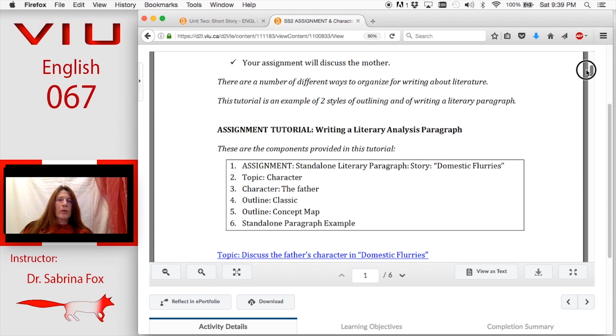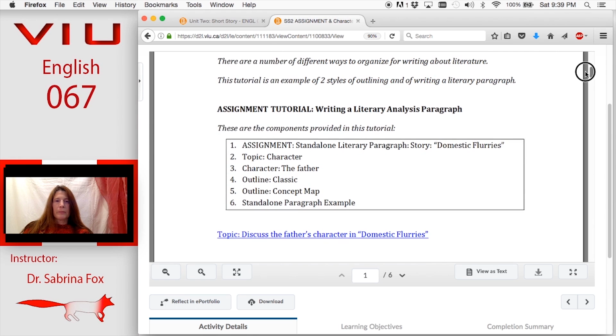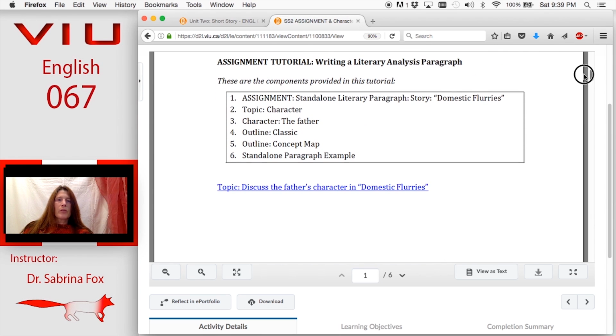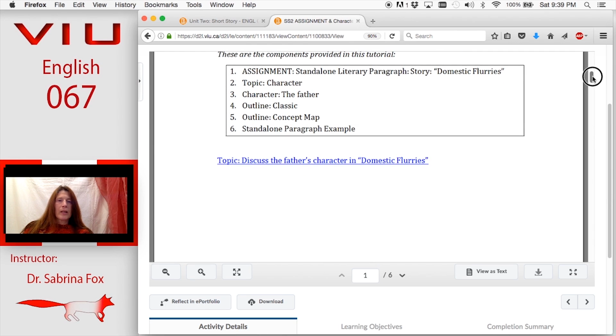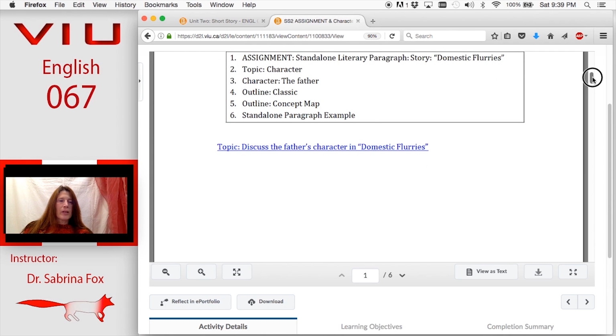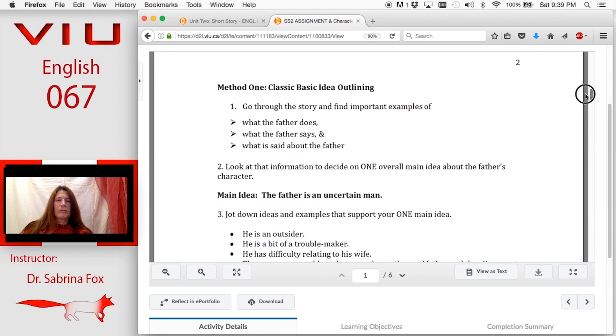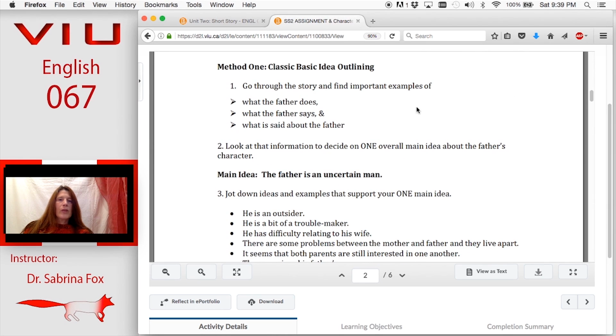In your assignment, you will discuss your mother. In the example, the father will be discussed. So in terms of organizing your ideas, you might just make a short chart, talk about who are we talking about, the character is the father, how are we going to outline the classic or the concept, and then we're going to create a paragraph example. So topic, discuss the father's character and domestic flurries. So classic basic outline would look a bit like this.